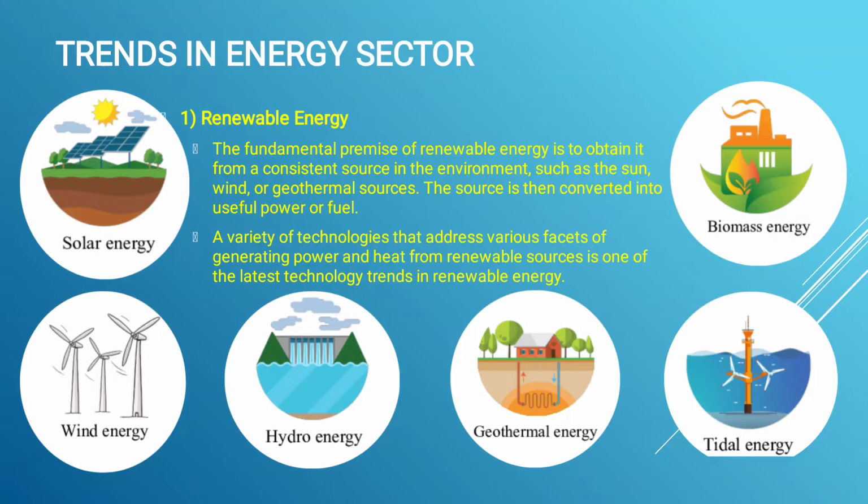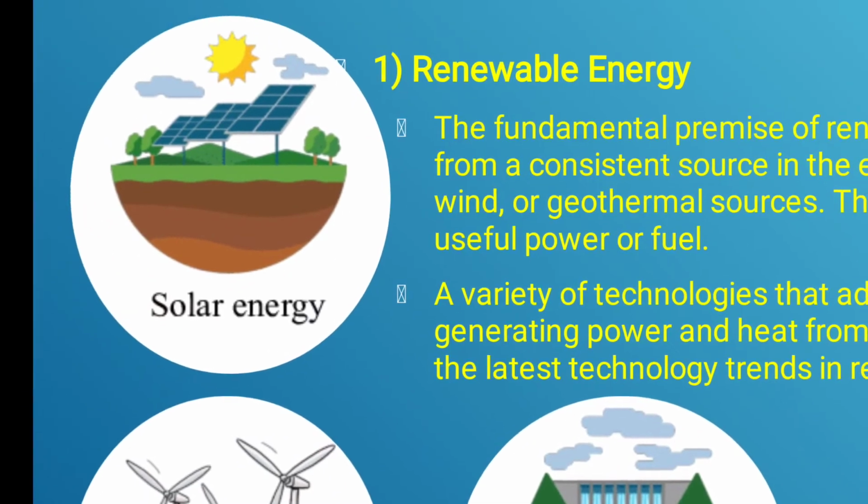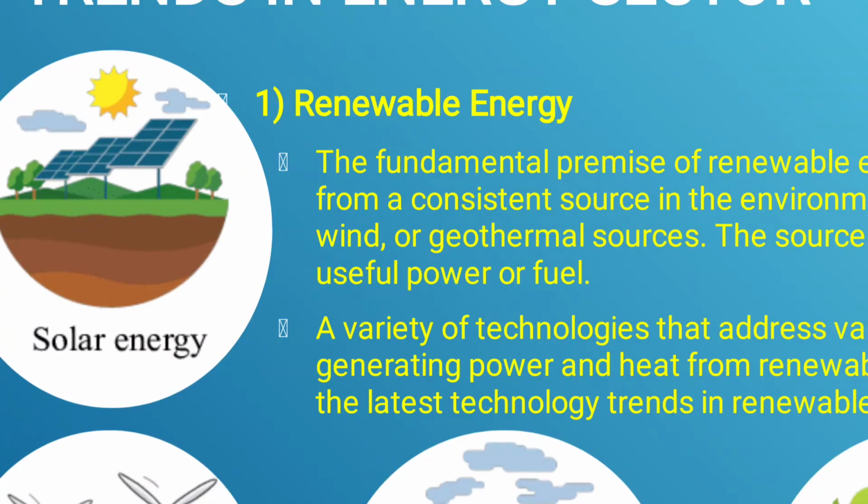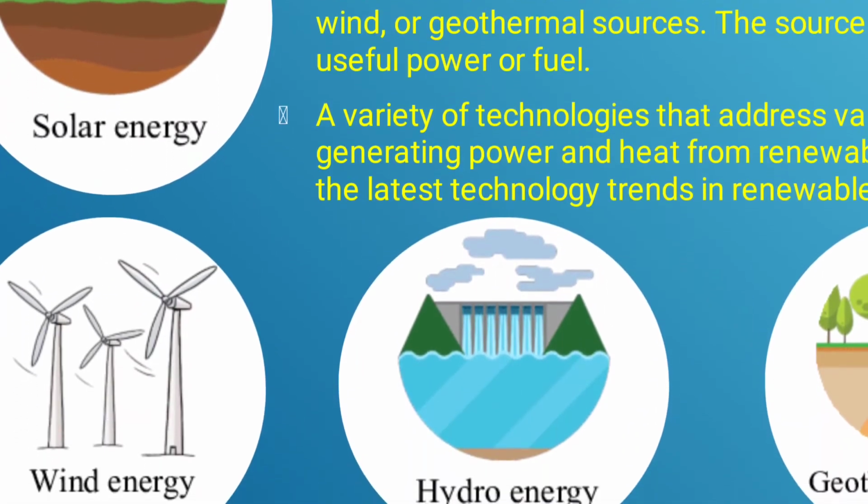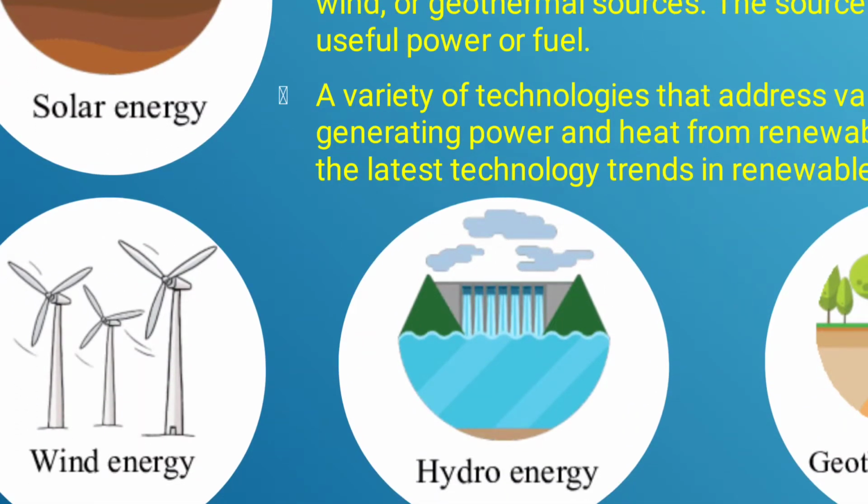Okay, in the energy sector, the first trending area is renewable energy. Since we know that nowadays the fossil fuels are depleting and the resources are not that much available, in our future we are not going to get the fossil fuels which we are using now. So we have to move towards different areas where we can have renewable energy. Here we can go to solar energy, which we can use for the generation of energy.